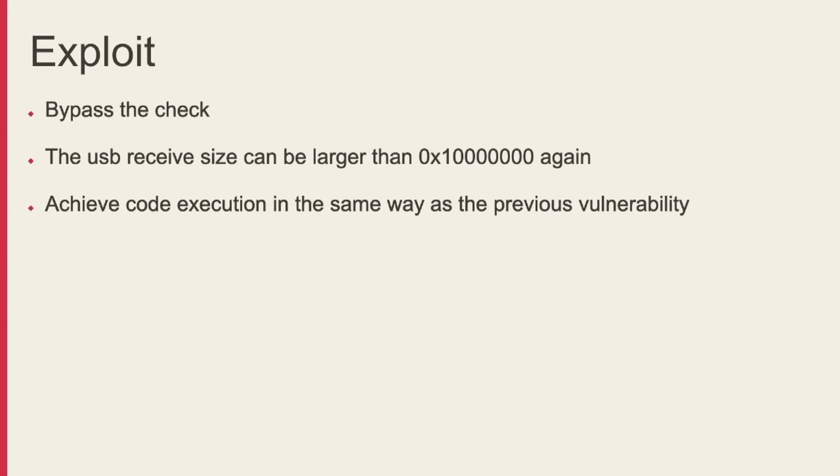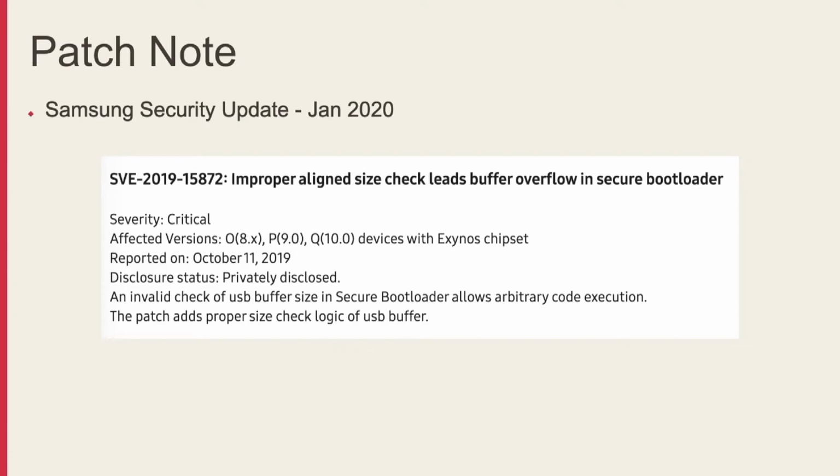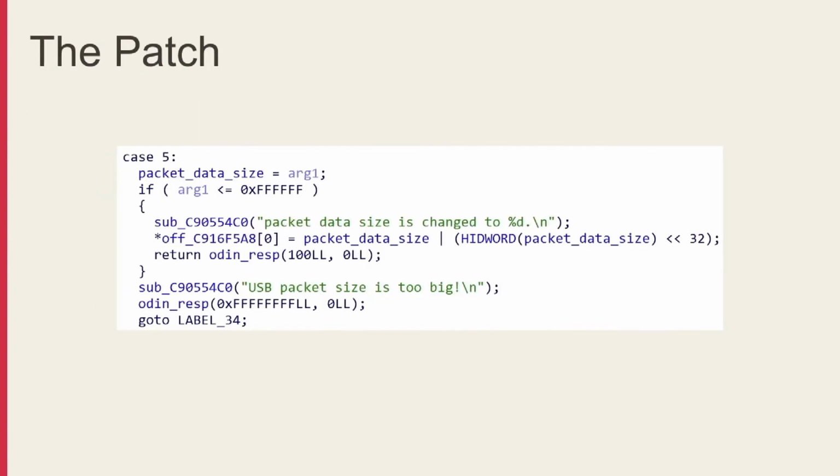Therefore, if we set the size of data packet to a large amount, we can bypass the check that Samsung added in October 2019 and exploit the same buffer again. This time, I reported the bug immediately. Several months later, Samsung released the patch in January 2020. They added a check to ensure the size of data packets cannot be larger than 100,000 in hex.